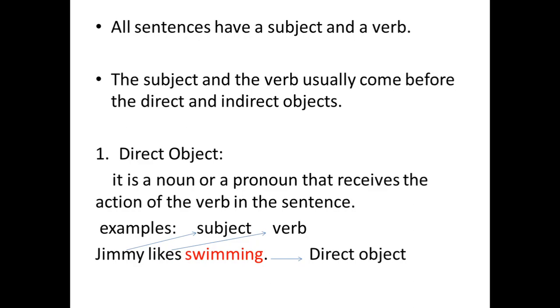So we all know now that all sentences have a subject and a verb, right? Now the subject and the verb usually come before the direct and indirect objects. So in a given sentence, you will have a subject and a verb and a direct and maybe an indirect object. We will explain each one of them in just a minute.